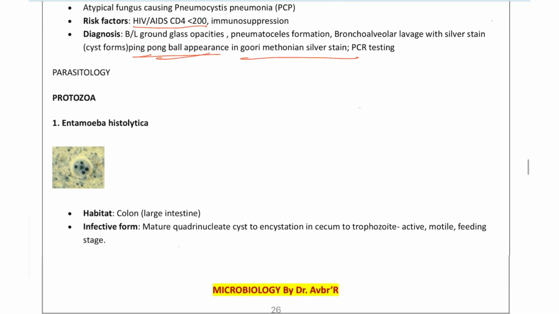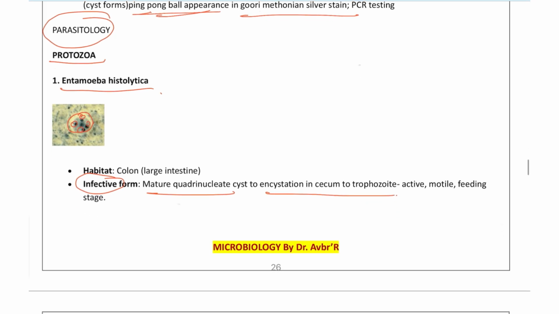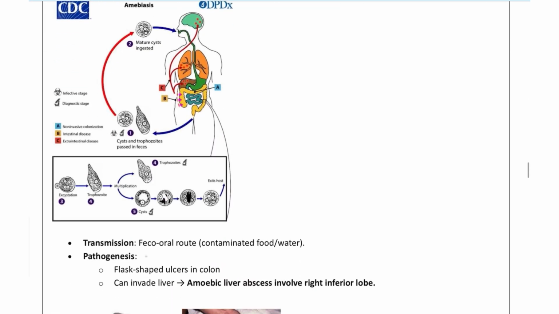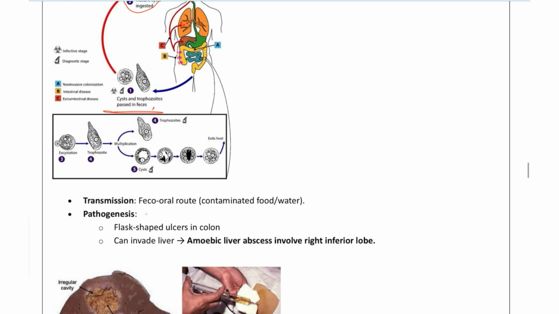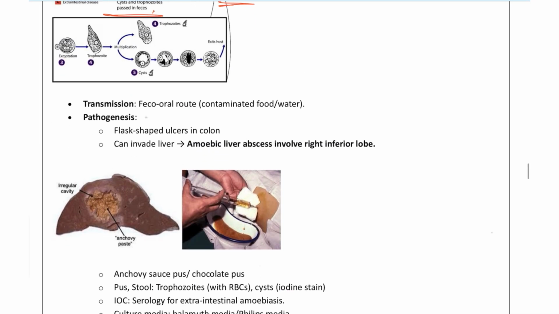Next, coming to parasitology, first the protozoans, such as Entamoeba histolytica. This is going to cause diarrhea, as you all know. What is the infective form? This is the quadrinucleate cyst, four nuclei that you are going to see. The trophozoite is what causes the disease, and transmission is by the fecal-oral route. You don't have to learn every cycle, but at least know the important points.